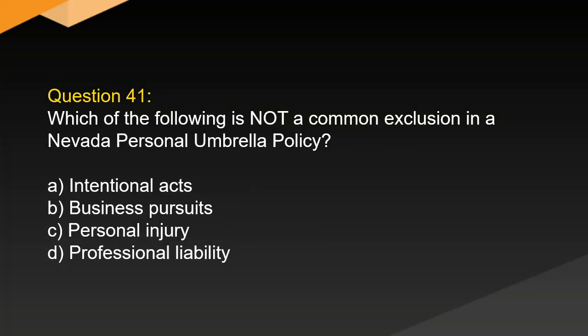Question 41. Which of the following is NOT a common exclusion in a Nevada personal umbrella policy? A. Intentional acts. B. Business pursuits. C. Personal injury. D. Professional liability.